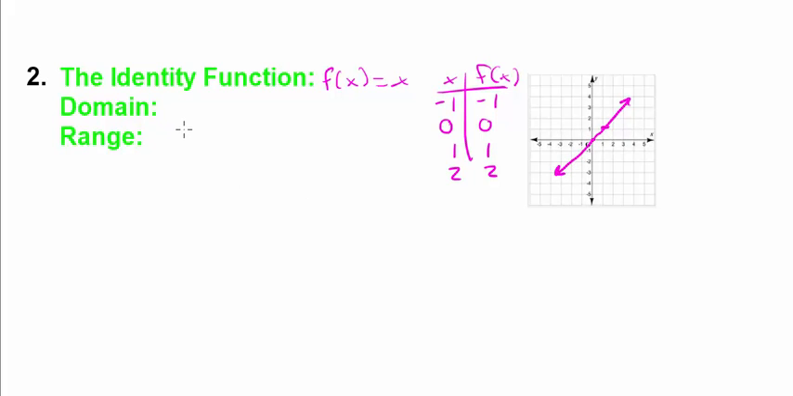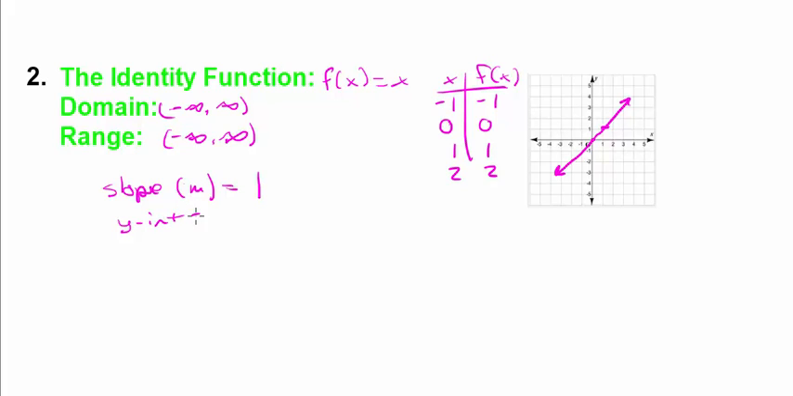The domain of the identity function will be -infinity to +infinity. The range is also -infinity to +infinity. A couple more things to keep note of. Since this is a linear function, we can identify the slope. The slope, which is m, is equal to 1, or 1 over 1. You rise 1 and you run 1. The y-intercept is going to be 0, the origin in this case.